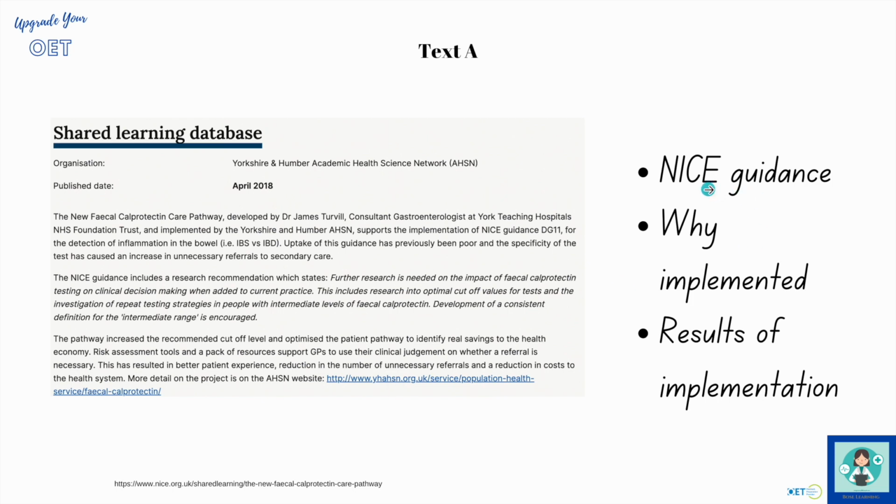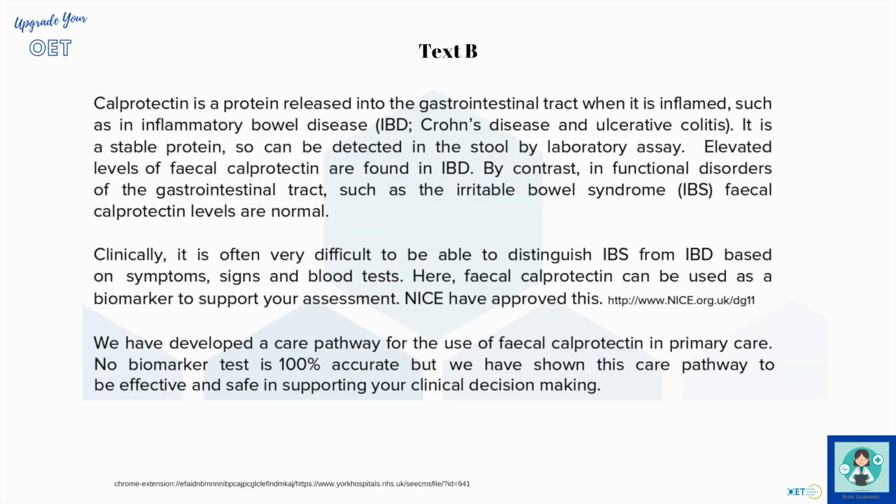So if I were to summarize, I would say this contains information about NICE guidance, which includes research recommendation, why it's been implemented, because the pathway increased the recommended cut-off level and optimized the patient pathway to identify real savings to the health economy. So it's done lots of good things. And then the results of what happened. This has resulted in better patient experience. So basically, we've got a little bit of background, isn't it, about the pathway itself.